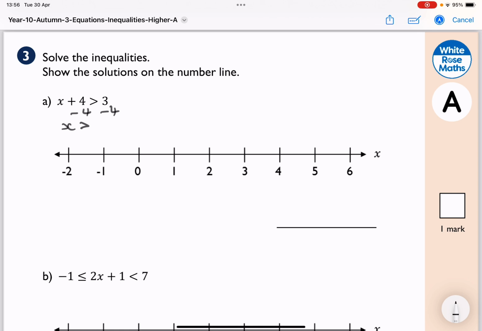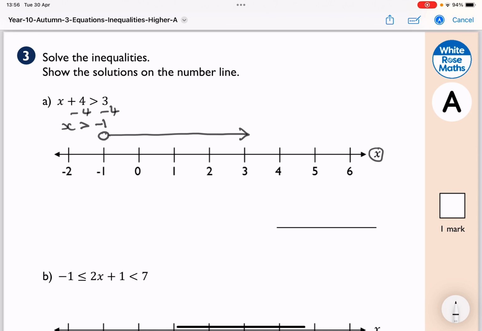Well, I know that 4 is bigger than 3, 1 bigger, so it's minus 1. So on my number line, I know that I've got to draw a circle at minus 1. X is what it is, and because the arrow is pointing to the right, which means it's bigger than, I'm going to draw my arrow to the right. It doesn't actually matter how long that arrow is, as long as you've got the arrow on the end, it implies that it goes on forever.